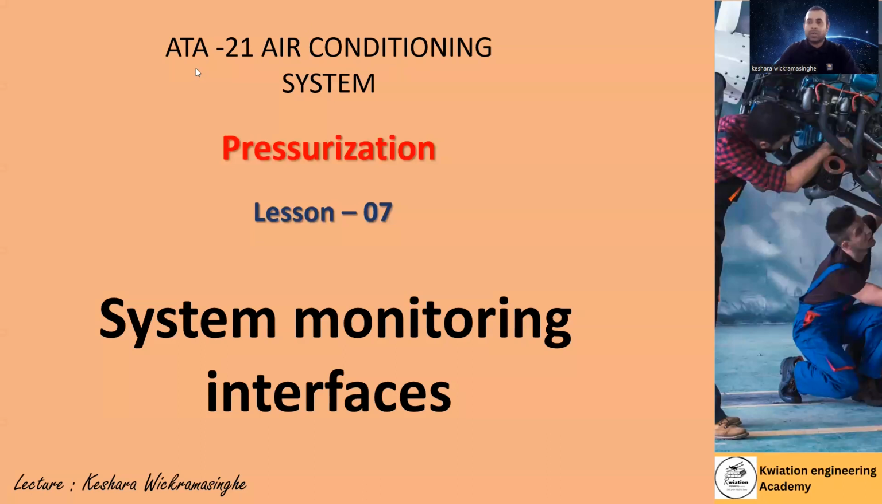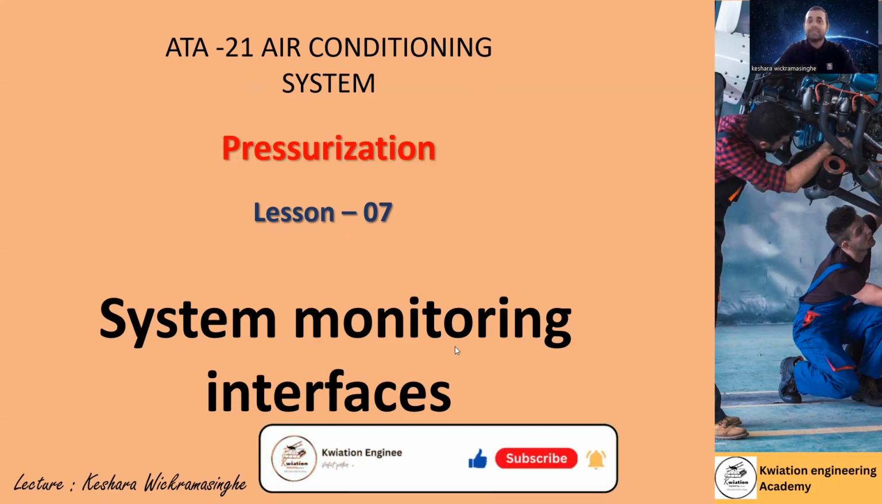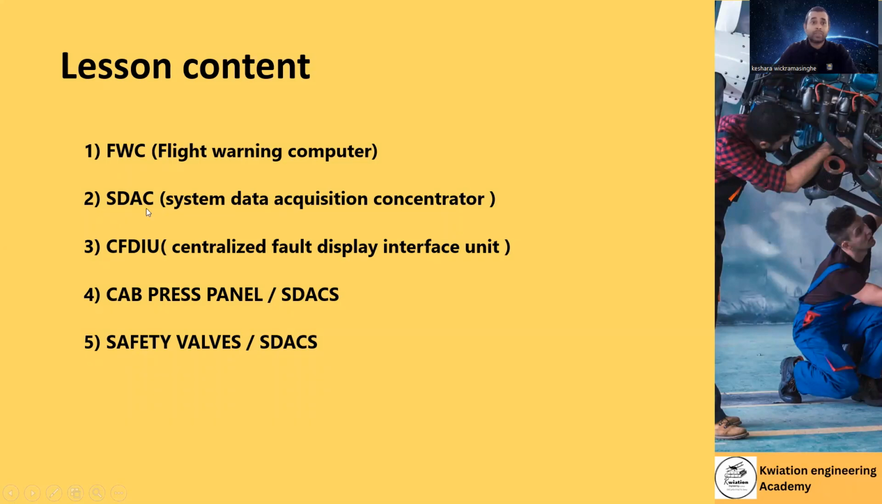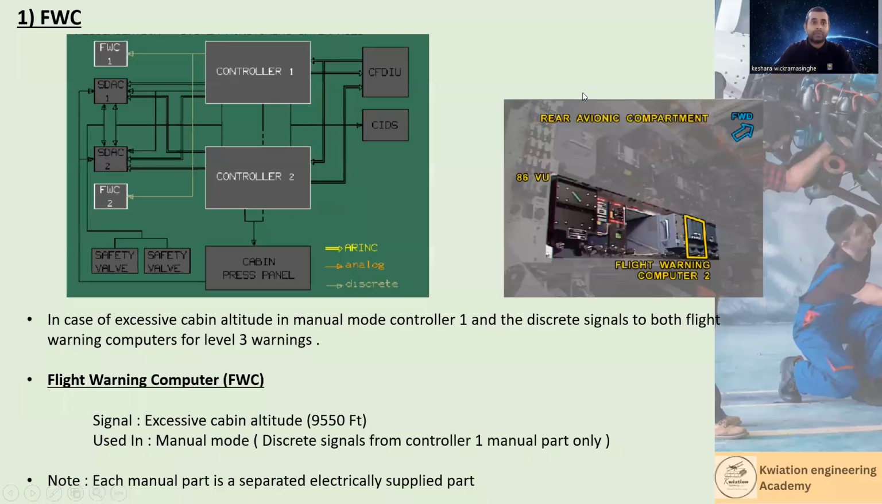All right, so this is lesson 88, chapter 21, air conditioning system pressurization, lesson number 7, system monitoring interfaces. This is the lesson content: number 1, flight warning computer; number 2, SDAC, system data acquisition concentrator; CFDIU, centralized fault display interface unit; cabin pressure panel; and the SDACs and safety valves. Let's go to the first topic, the flight warning computer.